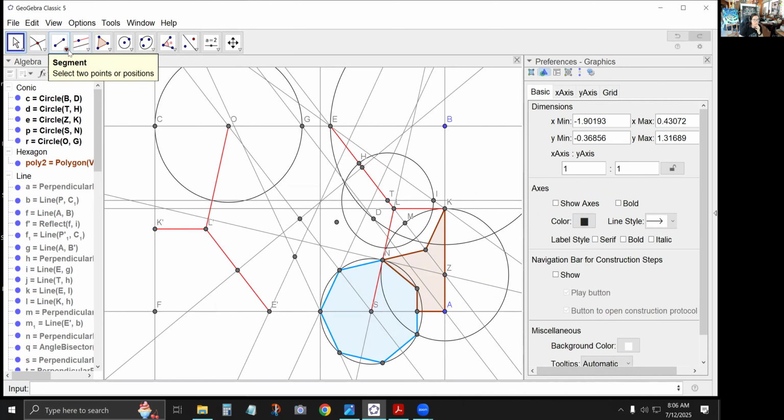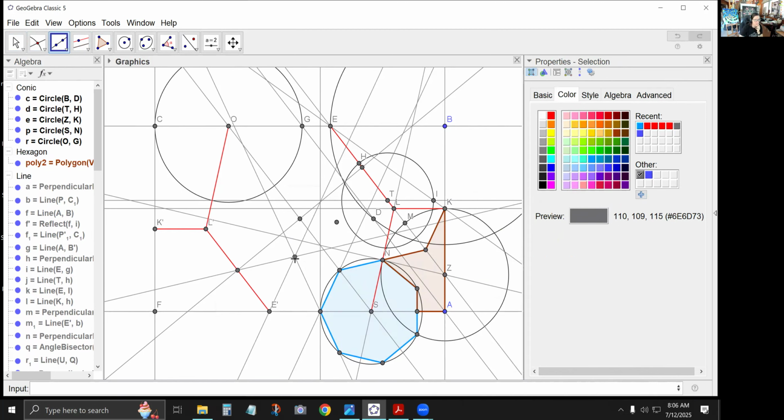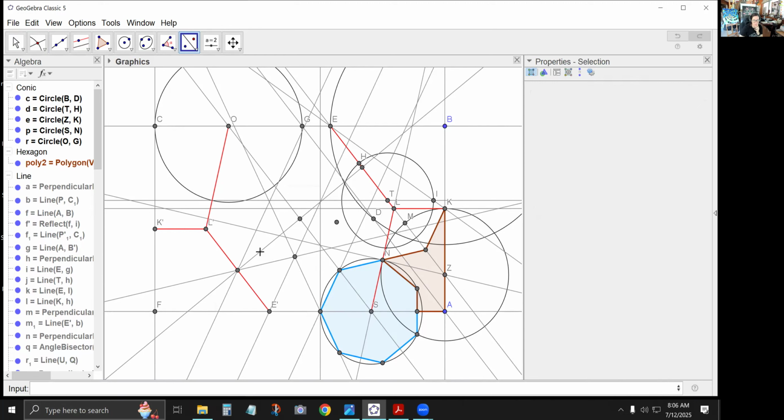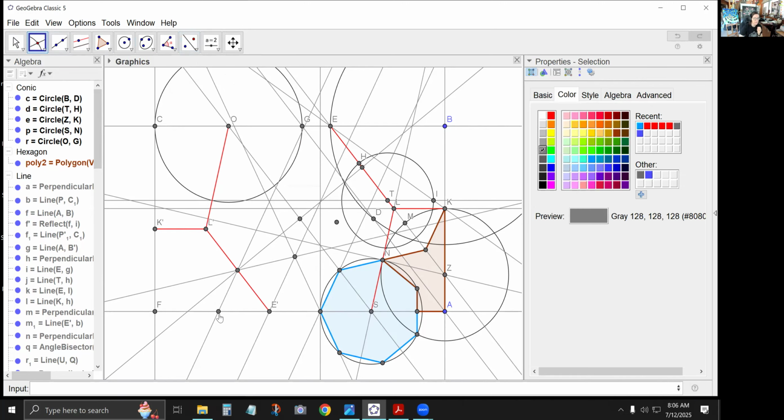I'm going to put in this line right here, and I want to reflect that line over this one. So notice that comes close to G but not through G. And I want where that intersects here. And that allows me to put in this polygon. And I'm going to make that one blue.